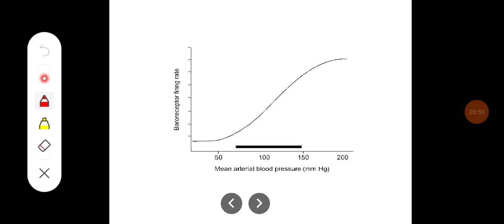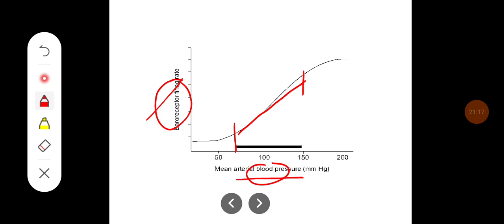This diagram shows the regulation of the blood pressure by the baroreceptors, where there is a linear relationship between the mean arterial pressure and the baroreceptor firing, from 60 to 150 mm of Hg. So there is a linear relation between the mean arterial pressure and the discharge of baroreceptors. Okay, so as blood pressure increases, the firing rate is also going to increase proportionally.